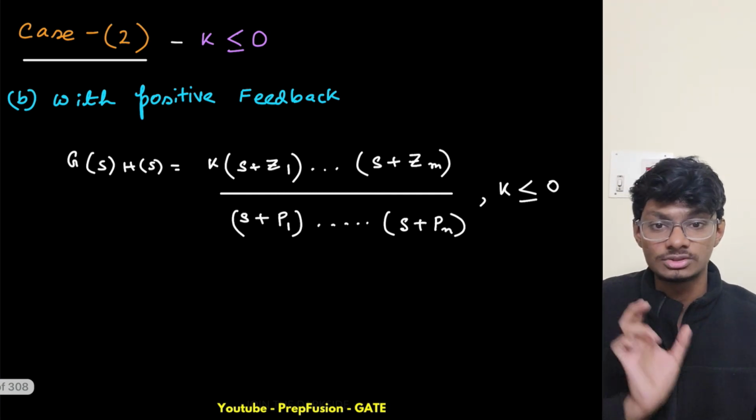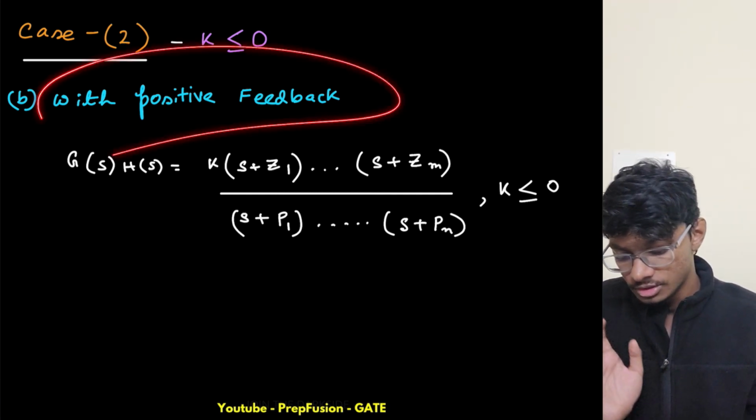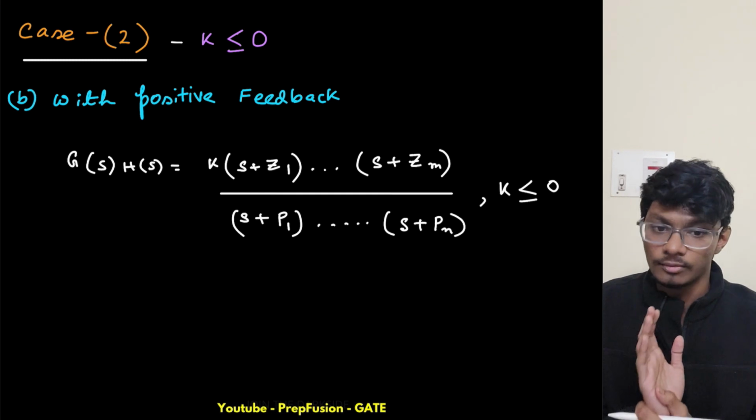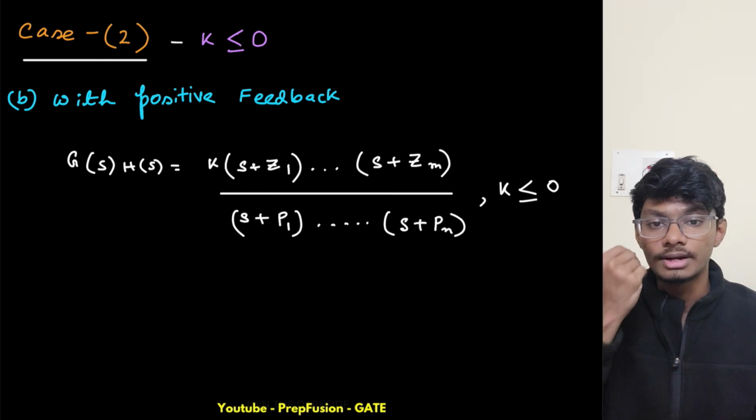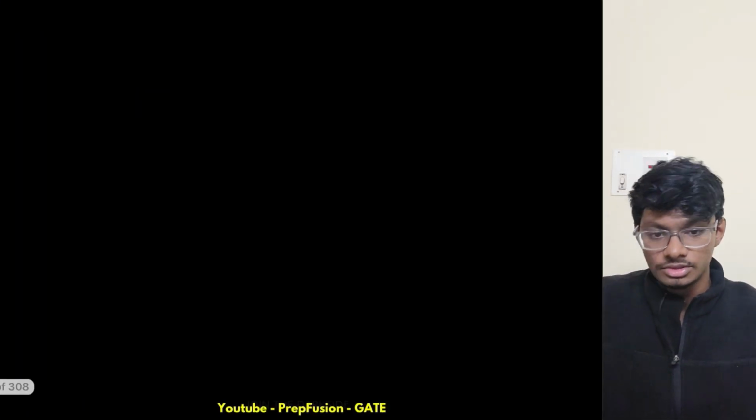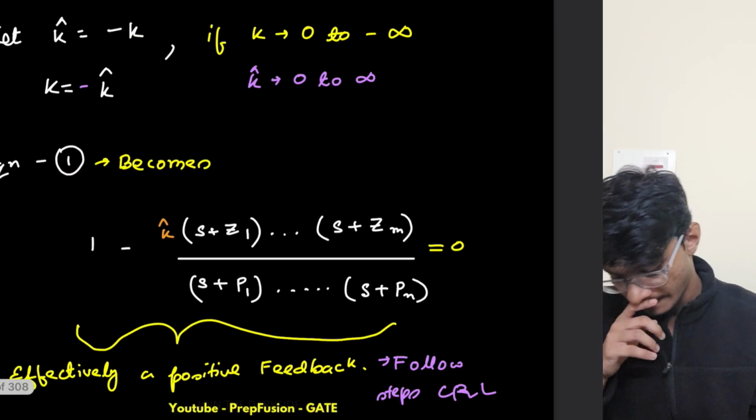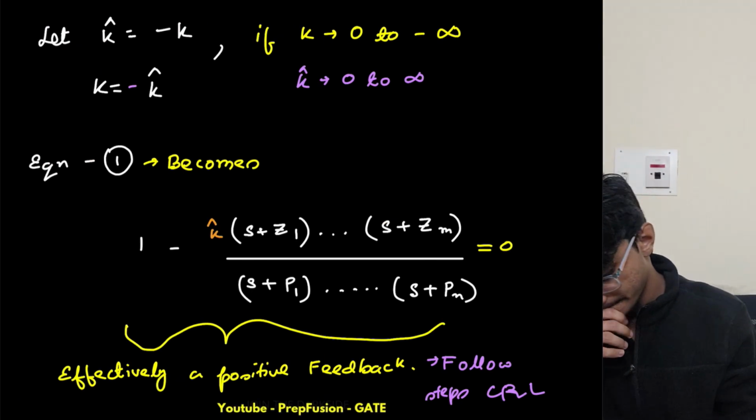Now what about case 2b with positive feedback? Basically, with positive feedback, what will happen? Effectively my system will become negative feedback. Why? Again, I will just copy the characteristic equation. This one I will copy.